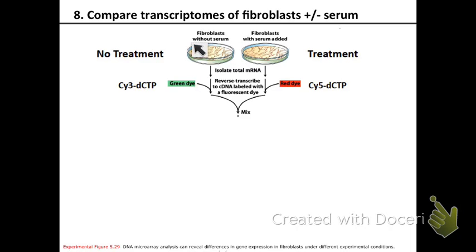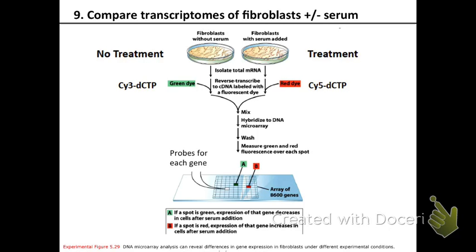So what you do is you grow your fibroblasts in two different dishes. In one, you don't add any serum. In the other one, you add lots of serum. So this is your no treatment control, and this is your treatment. And you isolate total RNA. You incorporate the green dye, which is Cy3 here, and the red dye, which is Cy5, and you combine this cDNA. You mix them up and then hybridize it to the microarray.